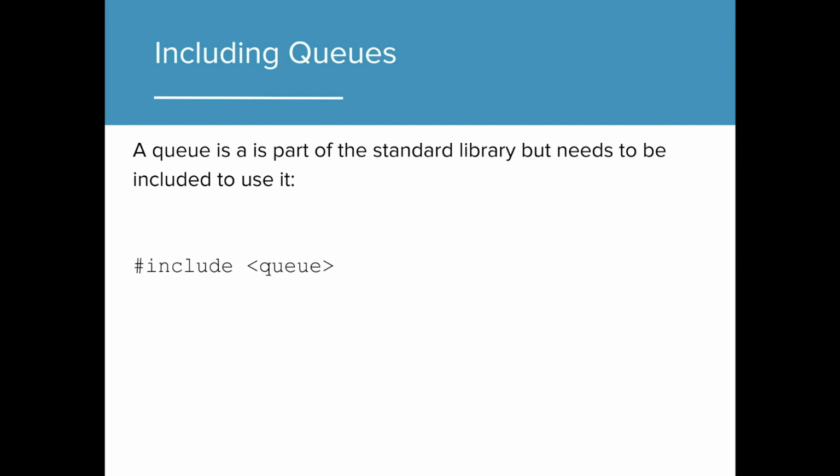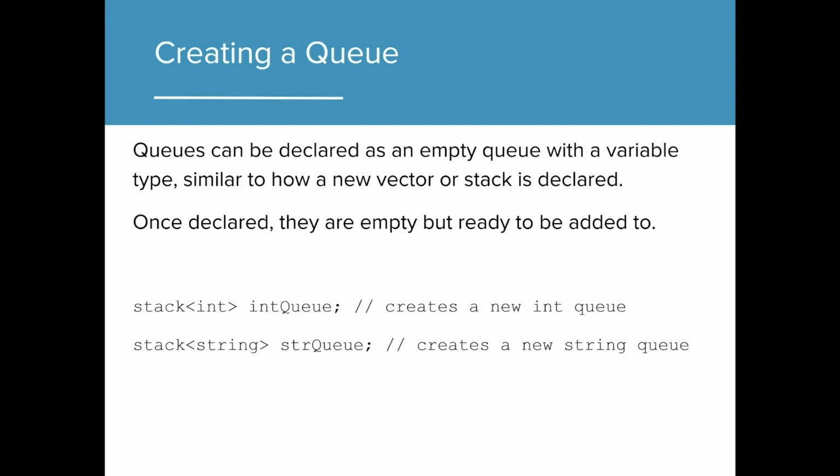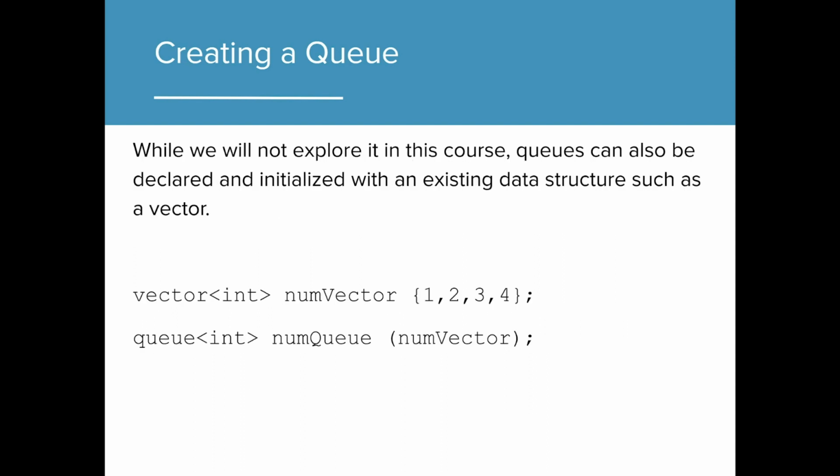A queue is part of a standard library, but it still needs to be included using an include statement. Use the include statement down below in your programs. Queues can be declared as an empty queue with a variable type, similar to how a new vector or stack is declared. Once declared, they are empty but ready to be added to. As seen below, we create a new int queue and a new string queue. While we will not explore in this course, queues can also be declared and initialized with an existing data structure, such as a vector.